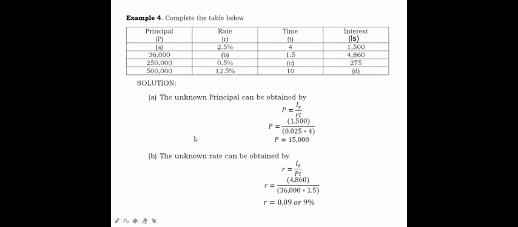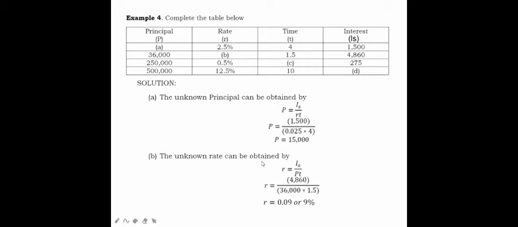So that's it. Now letter B, in the second row, the rate is the unknown. For letter B, the rate is the unknown, given the principal amount, which is 36,000, the time, which is 1.5 years, and the interest, which is 4,860. This is the interest gained for 1 year and 6 months with a principal of 36,000. So we want to know what the rate is.